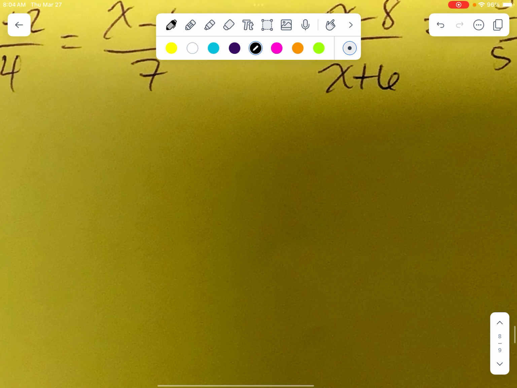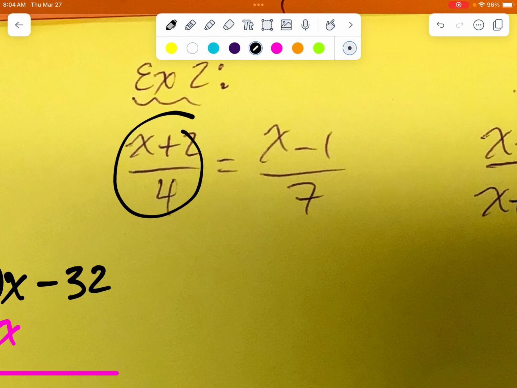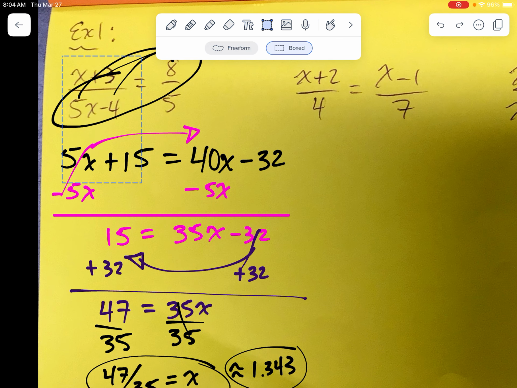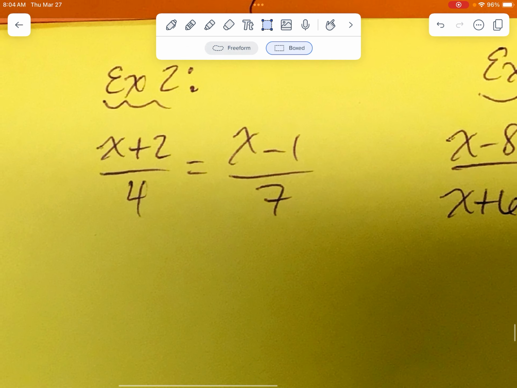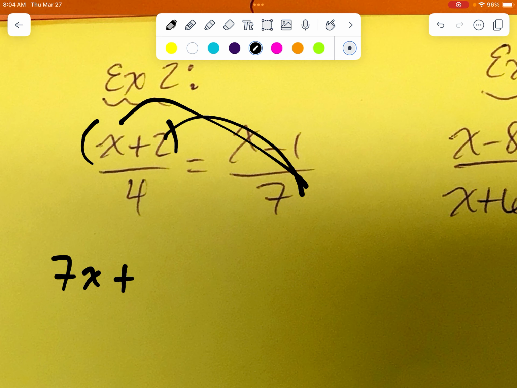Okay, let's take a look at another example here. Again, on example 2, you can take this right here and put it in input box 1, put this one in input box 2, and calculate the intersection, but I'm going to show you the paper method here. Let's clean up our slate. All right, we are going to cross multiply or cross distribute. It doesn't matter who you multiply first. I'm going to go 7 times x is 7x, and then 7 times 2 is 14.